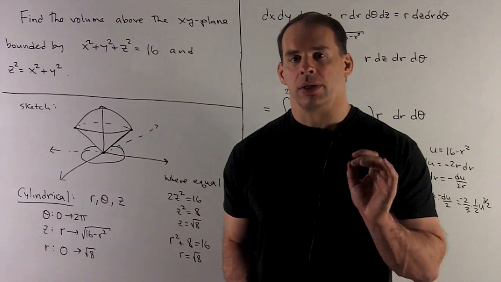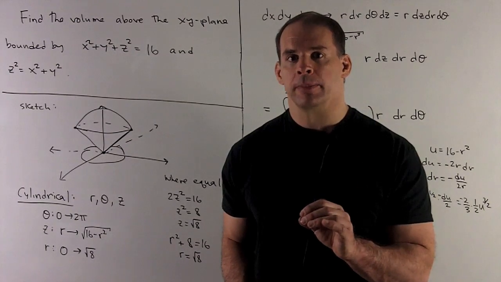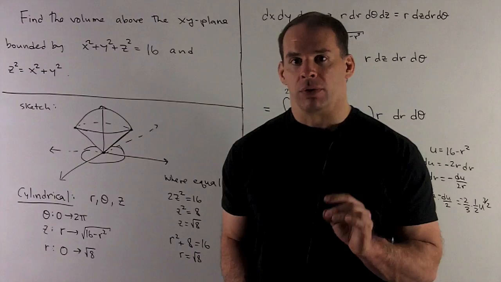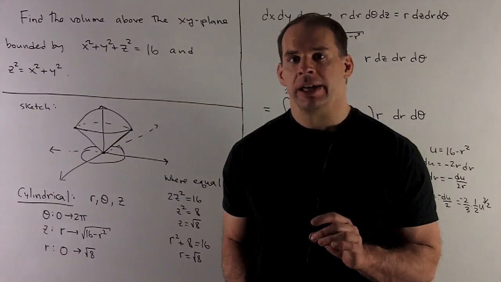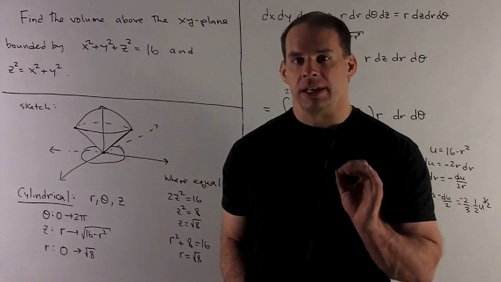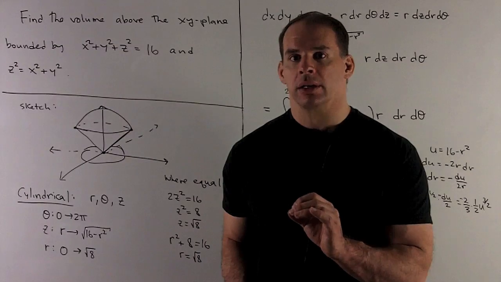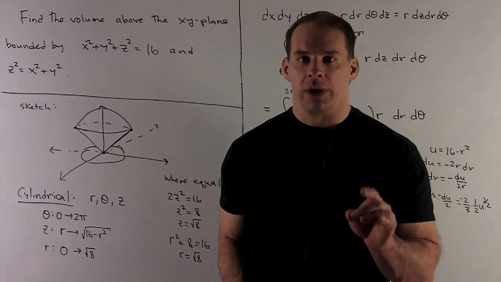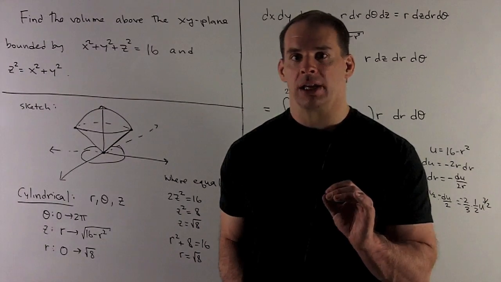Find the volume of the region above the xy plane, bounded between the sphere of radius 4, centered at the origin, and the cone z squared equals x squared plus y squared. First, we're going to get an idea of what our picture looks like.